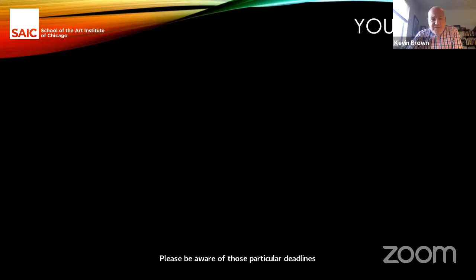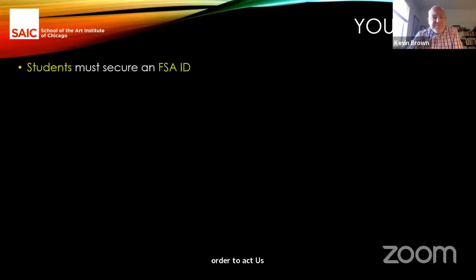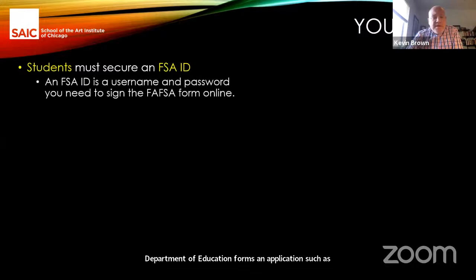In order to complete a FAFSA, if the student is a U.S. citizen or eligible non-citizen, the student needs to first secure something known as an FSA ID. The FSA ID is basically your username and password in order to access the U.S. Department of Education's forms and applications such as the FAFSA. Again, students, you must secure an FSA ID. Again, it is your username and password.